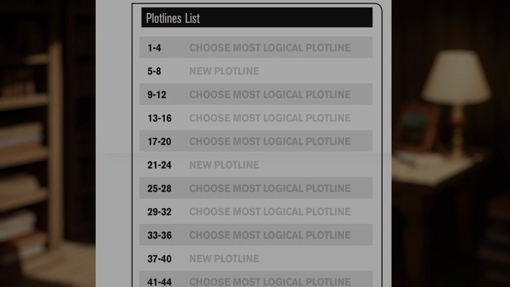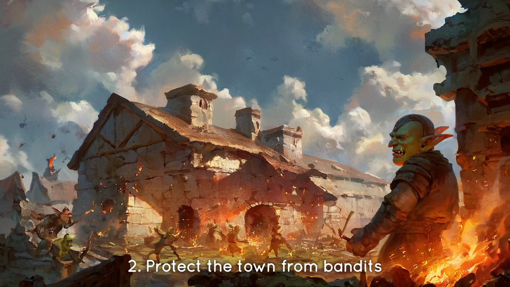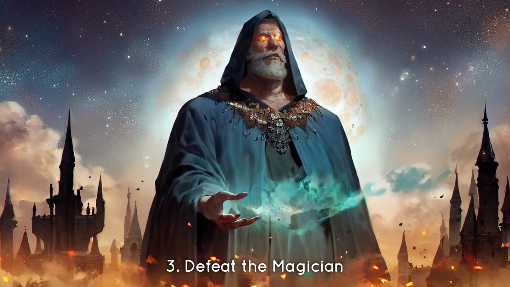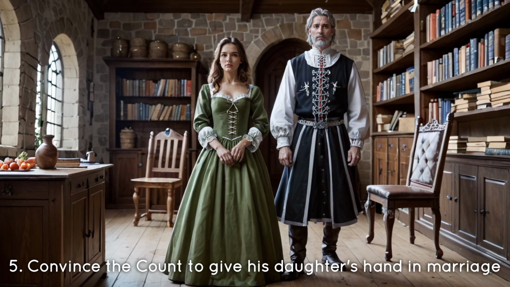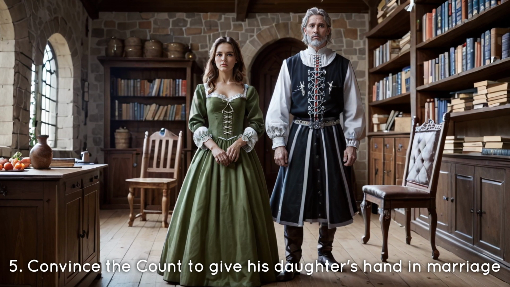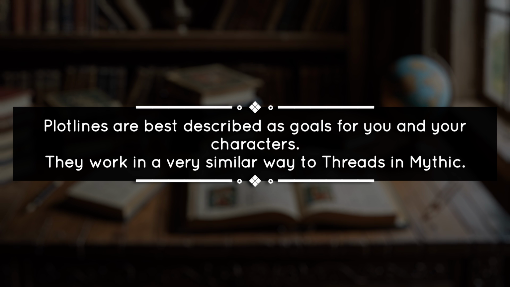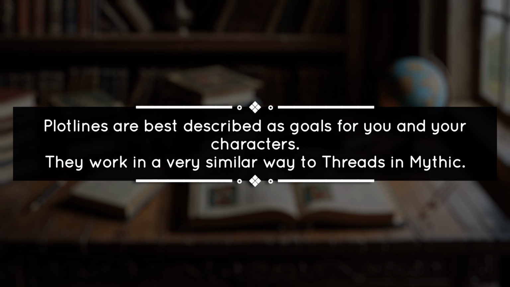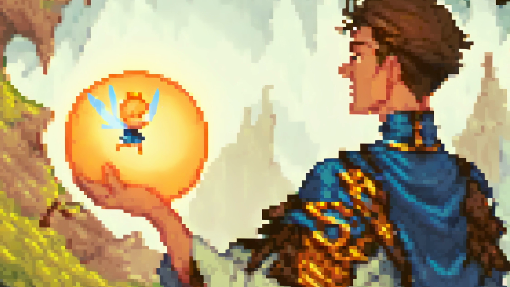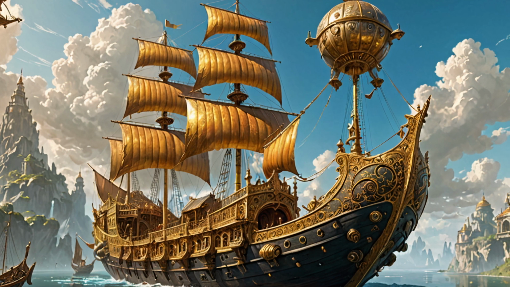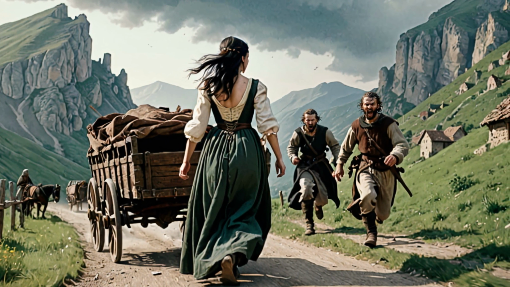During a normal game, your list may look something like this: defeat the magician, protect the town from bandits, defeat the magician again, escape the haunted forest, convince the father of Countess Lamia to give his daughter's hand in marriage. These are basically the goals you set for your characters, and as they pursue them, the adventure will take shape. You can think of these plotlines like the main quest and side quests in a video game. Your story may start with a big quest, but as you explore, you will find smaller ones along the way.